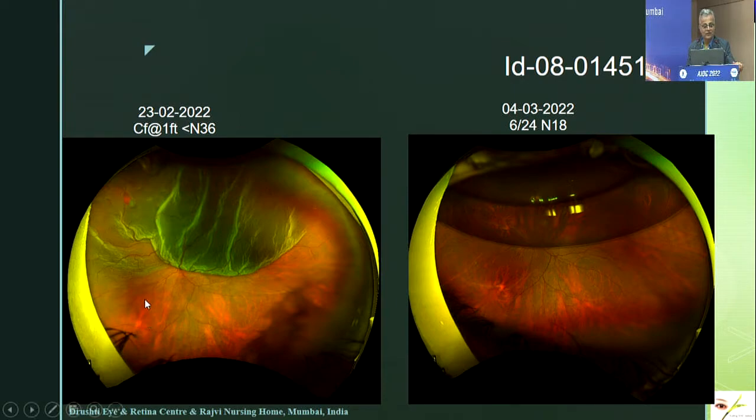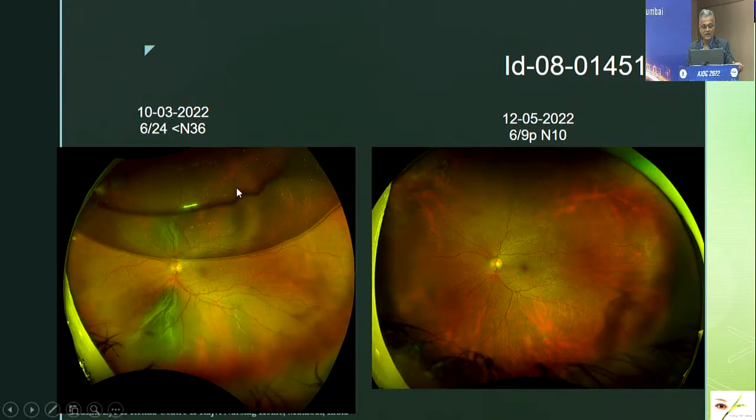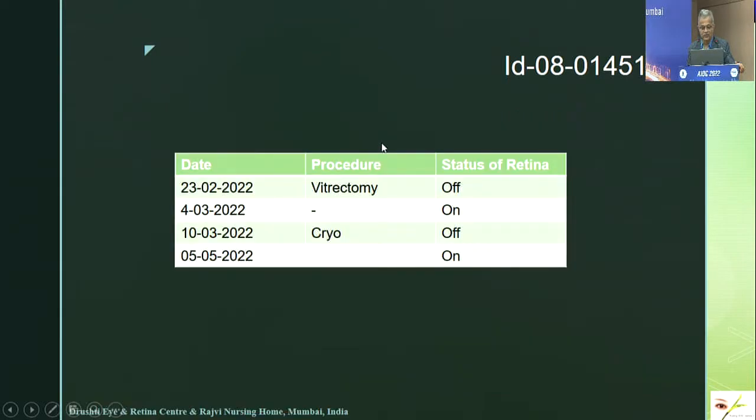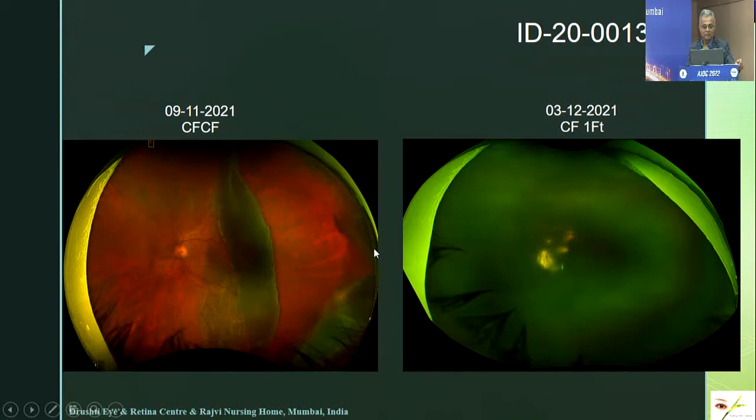Another patient who had a superior break here, detachment operated, and vitrectomy and gas. Probably after 3 weeks, when the bubble receded, he had fluid appearing again. And I thought this break was there. So again, I did only cryo to this patient and gave him position, and his retina remained attached properly.